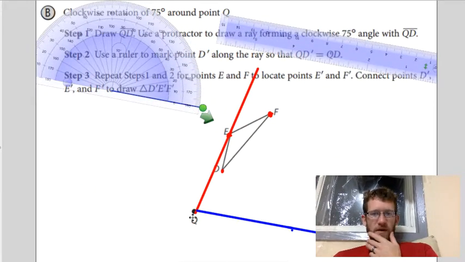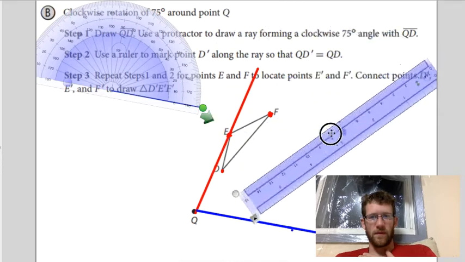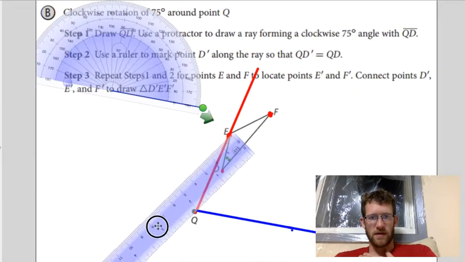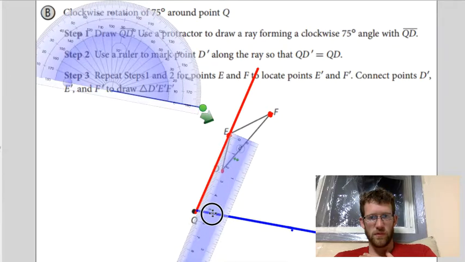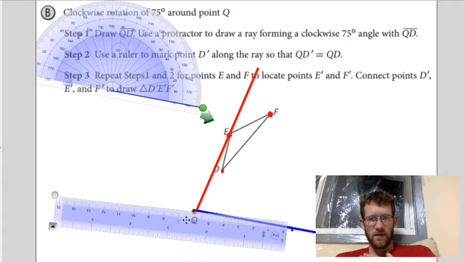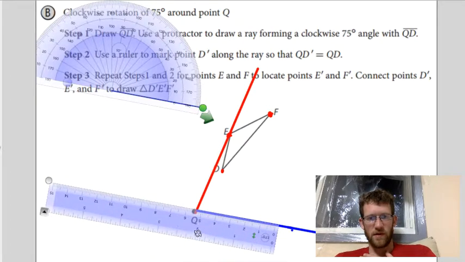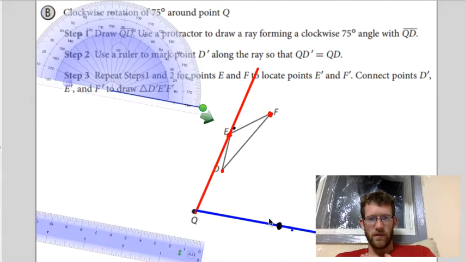So I took my ray from Q to E here, and then I made another ray that is 75 degrees clockwise from that. And then the final step for that point is to just measure the distance. Since I have a metric ruler here, that's 5.5 centimeters, so I'm going to go 5.5 centimeters down here and measure out 5.5. That brings me to this point right there. That black point there, I'll go ahead and label it. I know that this is the same distance from Q as E, and it's been rotated 75 degrees clockwise. Therefore, I'm just going to label this one as E prime, right?